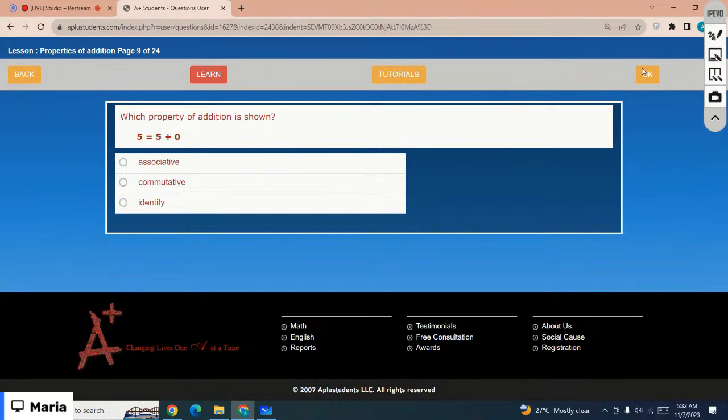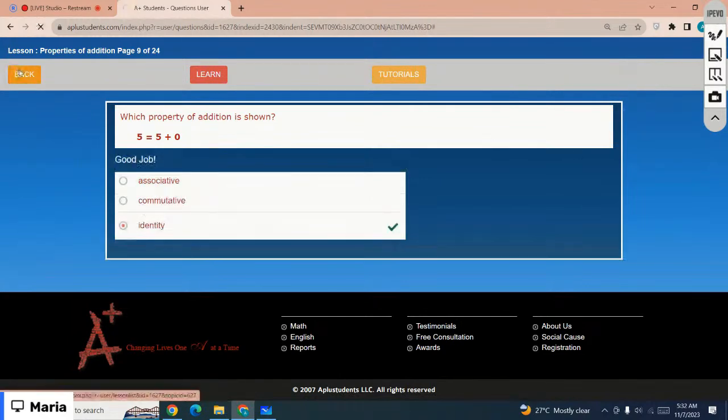Which property of addition is shown, which is the correct option? That would be identity. Okay, you can complete the lesson by yourself later today. Let's just move on to the next lesson.